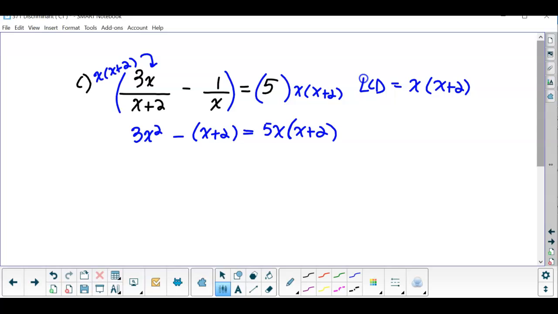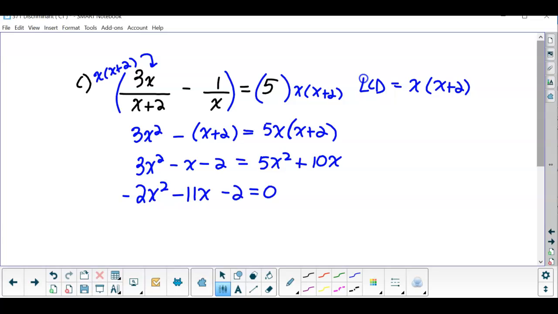Okay, now it's a quadratic. So expand to get rid of the brackets. And get everything on one side. Now, I like to get the x squared term being positive, but let's say you brought everything to the left side. So you'd have negative 2x squared minus 11x minus 2 equals 0. Okay? You can use the quadratic formula right now. A would be negative, B would be negative, C would be negative as well. Okay? I recommend that now divide out or multiply out both sides by negative 1.